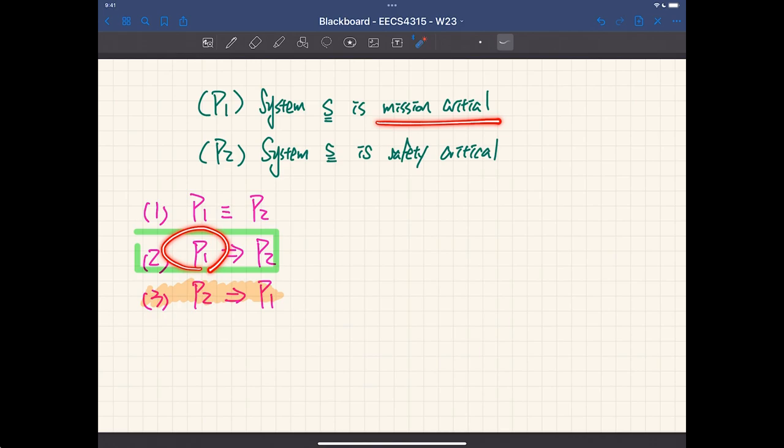Go ahead. Oh, no, I know what you mean, but let's not worry too much about the truth table. Now we are only saying, if I know P1 is already mission critical, is it always the case that it is also safety critical? That's what we're asking. So it is not always the case. So now what we want to find is a witness to show that it's not always the case. Go ahead.